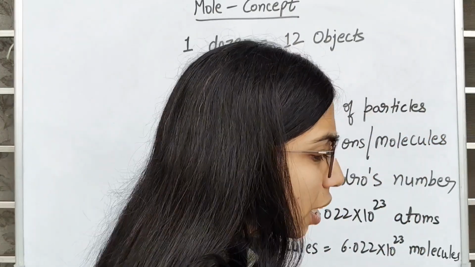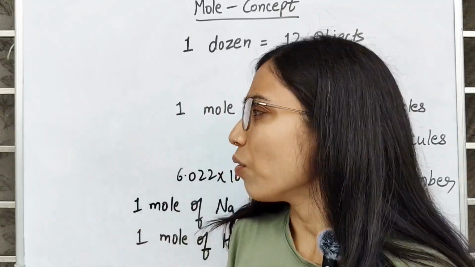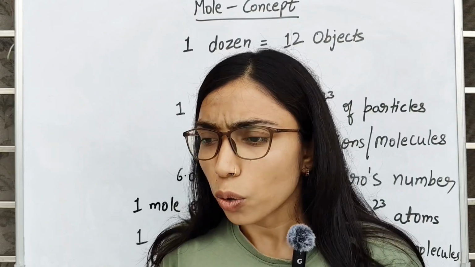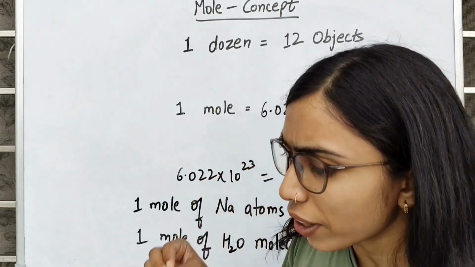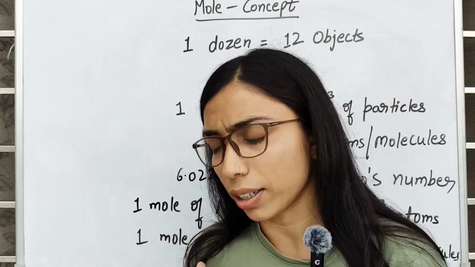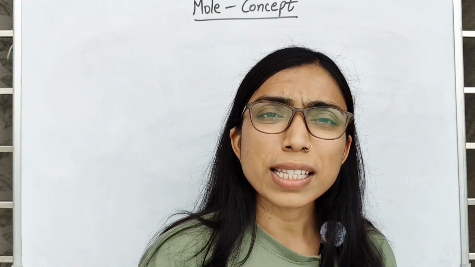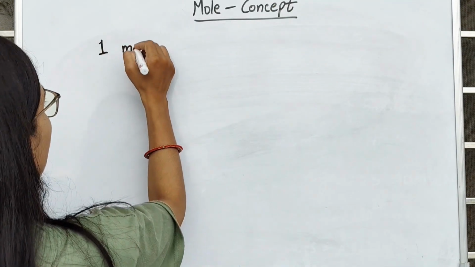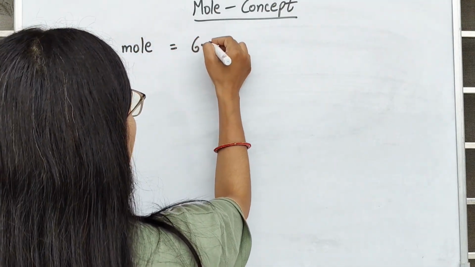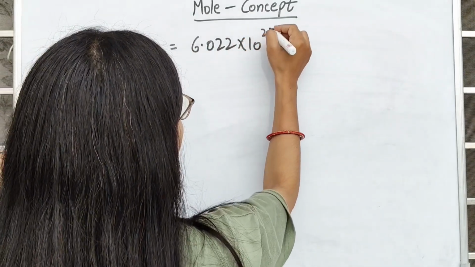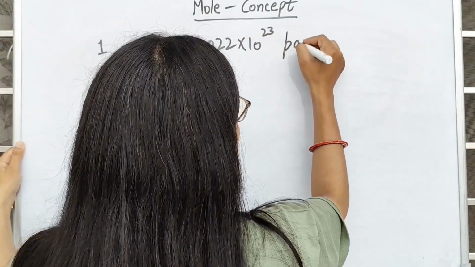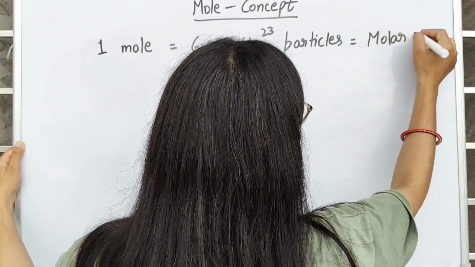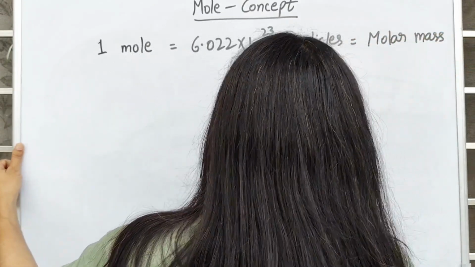Now the question is, can we count these numbers of particles? Of course not. So this quantity is related to the mass of the particles. The relation between moles, number of particles and mass is given by this equation: 1 mole is equal to Avogadro's number of particles and molar mass of the substance you're talking about.